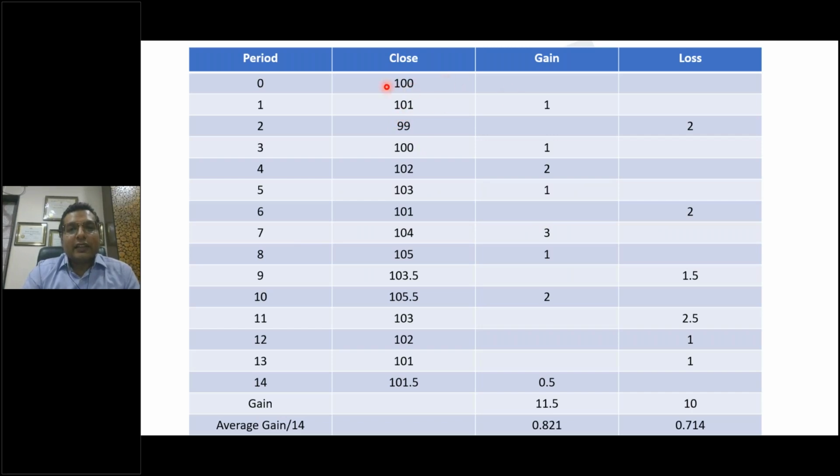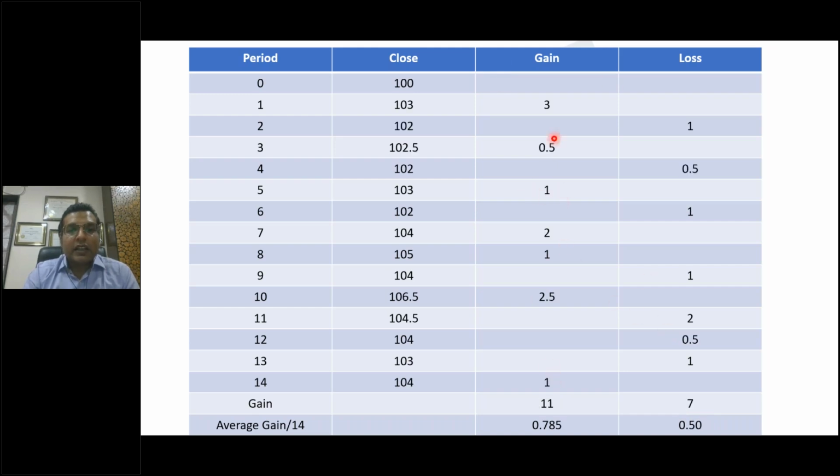Let us see. Now this is the 14-day period I have taken, and these are the closes. On day zero, suppose the close was 100, and on the next day it made a gain of 1 rupee, closing at 101. On the next day, the price fell from 101 to 99, a loss of 2 rupees. This continued during the last 14 days, and then we had the average gain of the last 14 days and the average loss of the last 14 days.